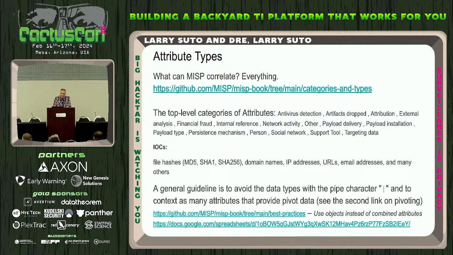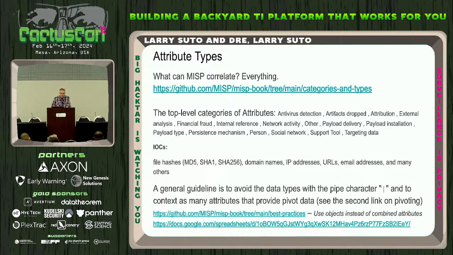Okay, so what can MISP correlate? It can correlate pretty much everything, and it goes into the types of attributes in the event. There's a list: antivirus, artifacts dropped, attribution, external analysis, financial fraud. These are all categories of attributes within the event. Then within the event, as I said before, you can have the IOCs, which are file hashes, domain names, IP addresses, URLs, email addresses, and many others.